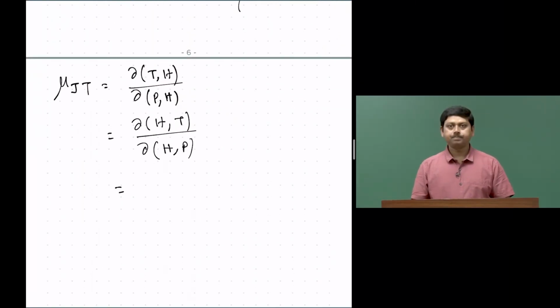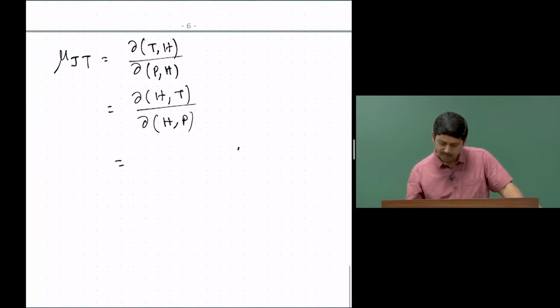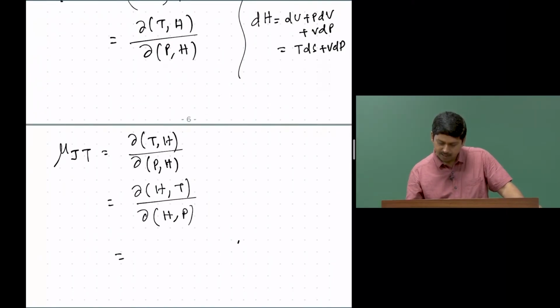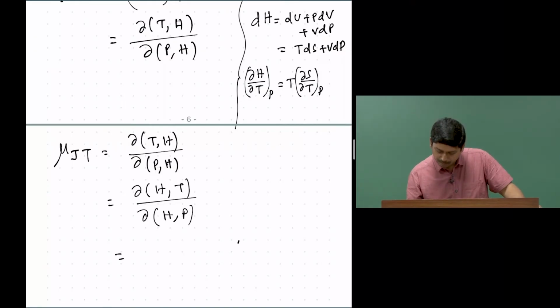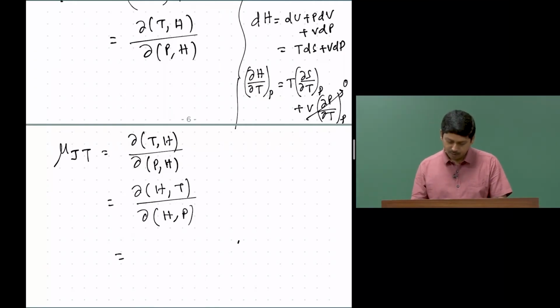So, now what do you want as a derivative? For example, if I do del H by del T, we can do del H by del T at a constant P here. From the above expression, del H by del T at a constant P will give us T del S by del T at a constant P plus, we are doing with respect to T, right, V del P by del T at a constant P. So, that goes to 0. So, del H by del T at a constant P is nothing but that. So, we need that.